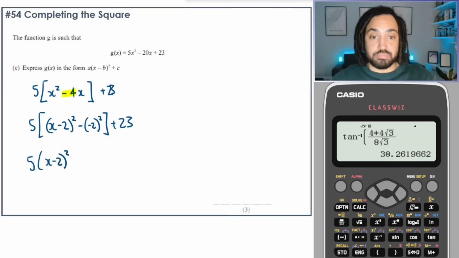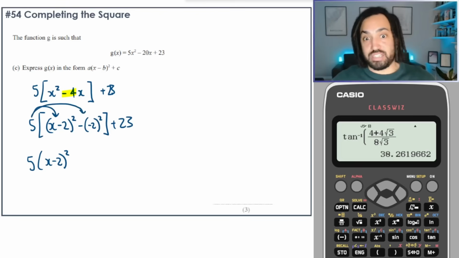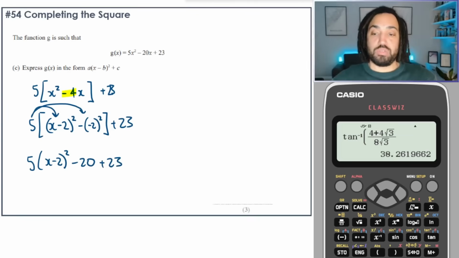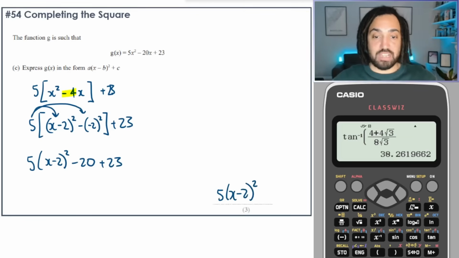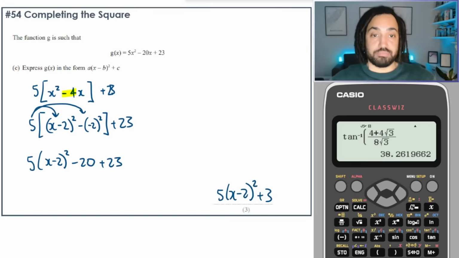So, sorry, I've distracted myself there. We do 5 times this, and then we do 5 times this. Now, what is that? That is minus 4, so that gives me minus 20 when I times it by 5. And then all that's left to do is just collect up those terms at the end, which gives me plus 3. And we're done.